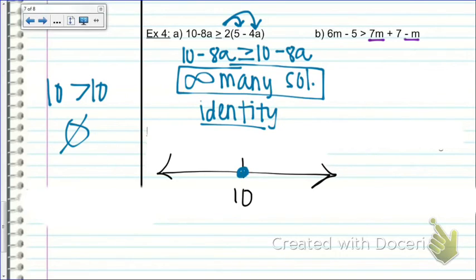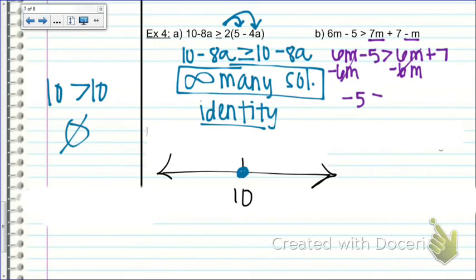Okay, so that's going to give me 6m minus 5 greater than, guys, what's 7m minus 1m? 6m plus 7. Uh-oh. So then if we did AJ's next step, I would subtract 6m from both sides, right? Yeah. If we're going to continue on. And what do I get? Negative 5 greater than 7. True or false? False. Negative 5 is not greater than 7. Negative 5 is less than 7.